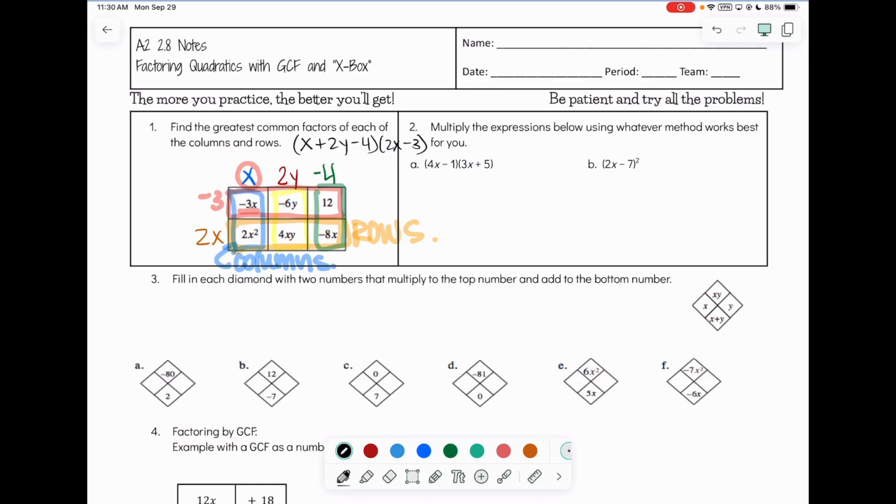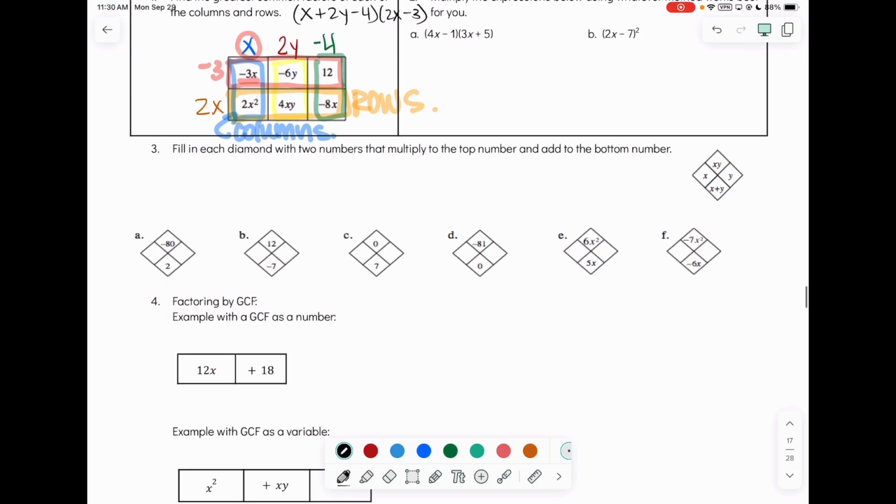Okay. Number 2, you should be able to do on your own. So give it 1 minute. Give it a try. Okay. Actually, can I skip it for sake of time? No? You want to do it? 1 minute.